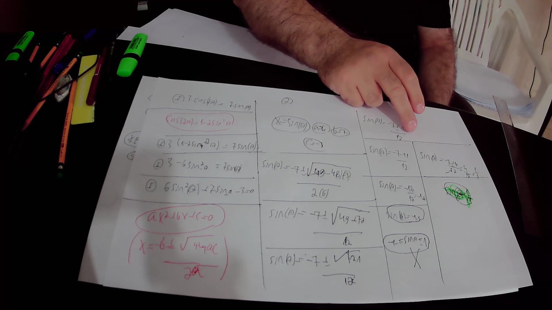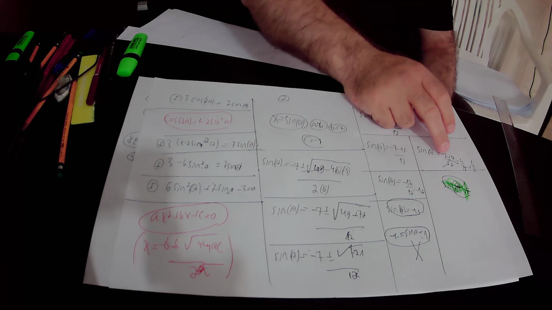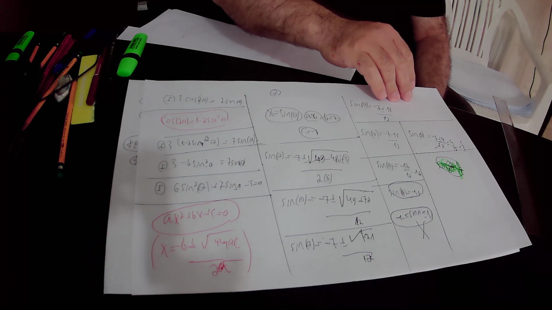Minus 7 plus 11 is 4, and we have 4 over 12. Here we divided both the numerator and the denominator by 4. 4 over 4 is 1, and 12 over 4 is 3. So in conclusion, we found that sine theta equals 1 over 3.